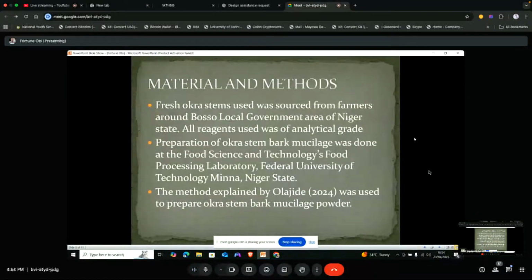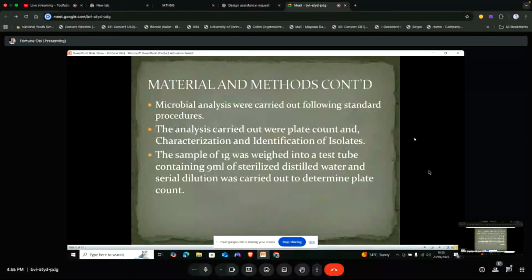Now, the fresh okra stem material was sourced from farmers around Bosso local government area in Niger State. All reagents used were of analytical grade, and the okra stem bark mucilage was prepared at the Food Science and Technology Food Processing Lab, Federal University of Technology, Minna. The method explained by Alajide 2024 was used to prepare the okra stem bark mucilage for the microbial analysis.